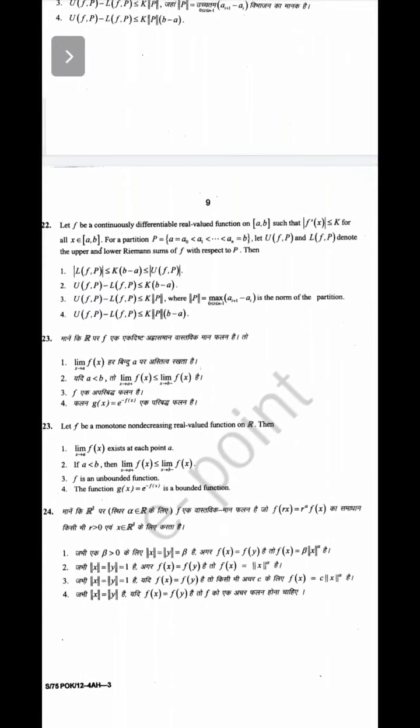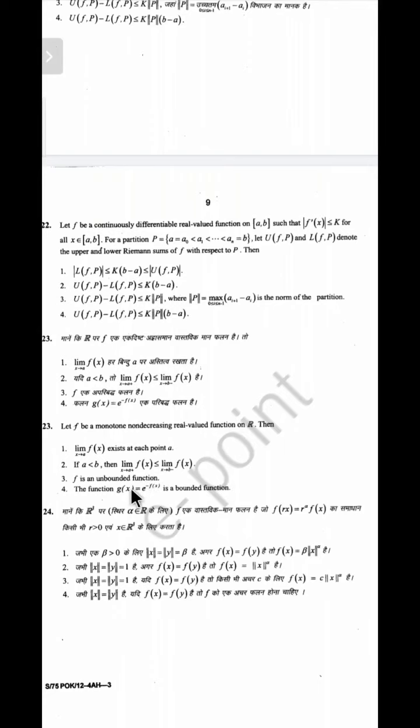Let f be a monotonic non-decreasing real valued function on R, then what? See, it is monotonic and non-decreasing, correct? So does the limit as x tends to a of f of x exist at each point? No, if we have a step function, that limit will be different. If a is less than b, then limit as x tends to a plus of f of x is less than or equal to limit as x tends to b minus of f of x. Since it is monotonic increasing, I think this must be true.